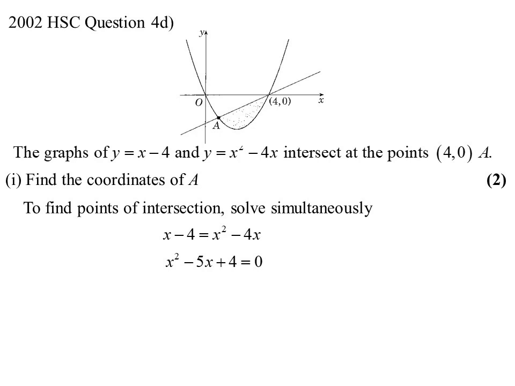That helps me in the factorising. x minus 4, x minus 1. So the other one must be when x equals 1. And they've asked for the coordinates, so I need the y value as well. So it's the point 1, -3.